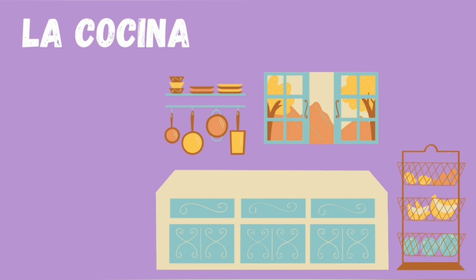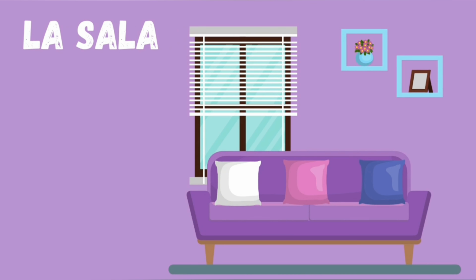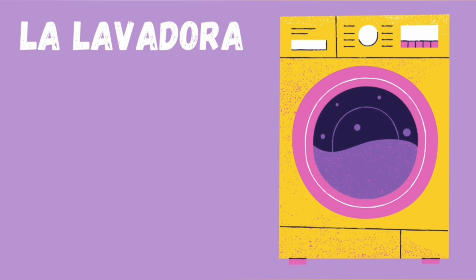Now we have the kitchen. In Spanish, we're going to say la cocina. Now we have the living room. In Spanish, we're going to say la sala. Now we have the washing machine. In English and Spanish, we're going to say la lavadora.